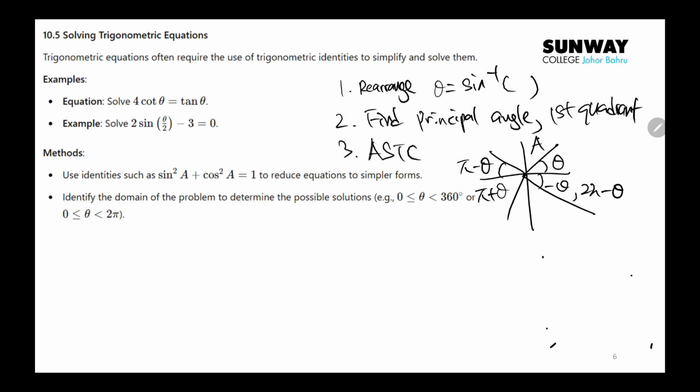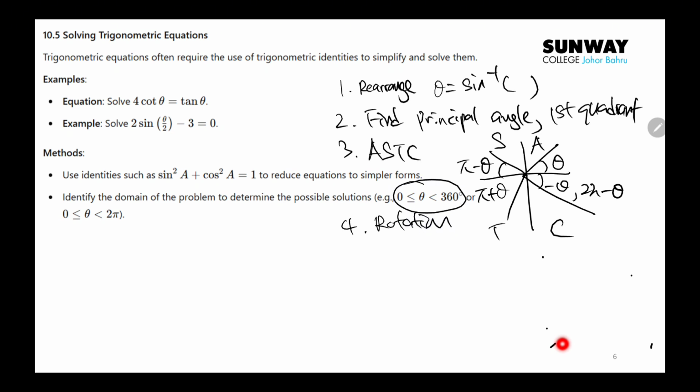So everything in the first quadrant is positive. Only sine is positive in the second quadrant. Only tangent is positive in the third quadrant, as well as only cosine is positive in the fourth quadrant. Depending on the type of expressions that you are encountering, you will then present your answers in the specific quadrant. Last but not least, sometimes you have to do the necessary rotation depending on the domain provided.